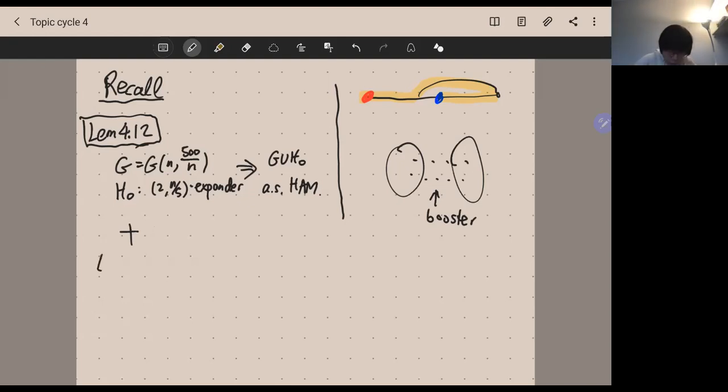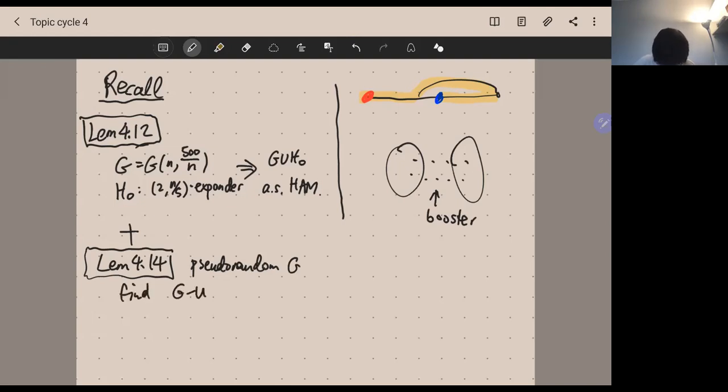So this is 4.14, which says basically, if we have a pseudo-random graph, then we can find G minus W, which is a 2n/5 expander. We can find a large expander basically, where W is small.